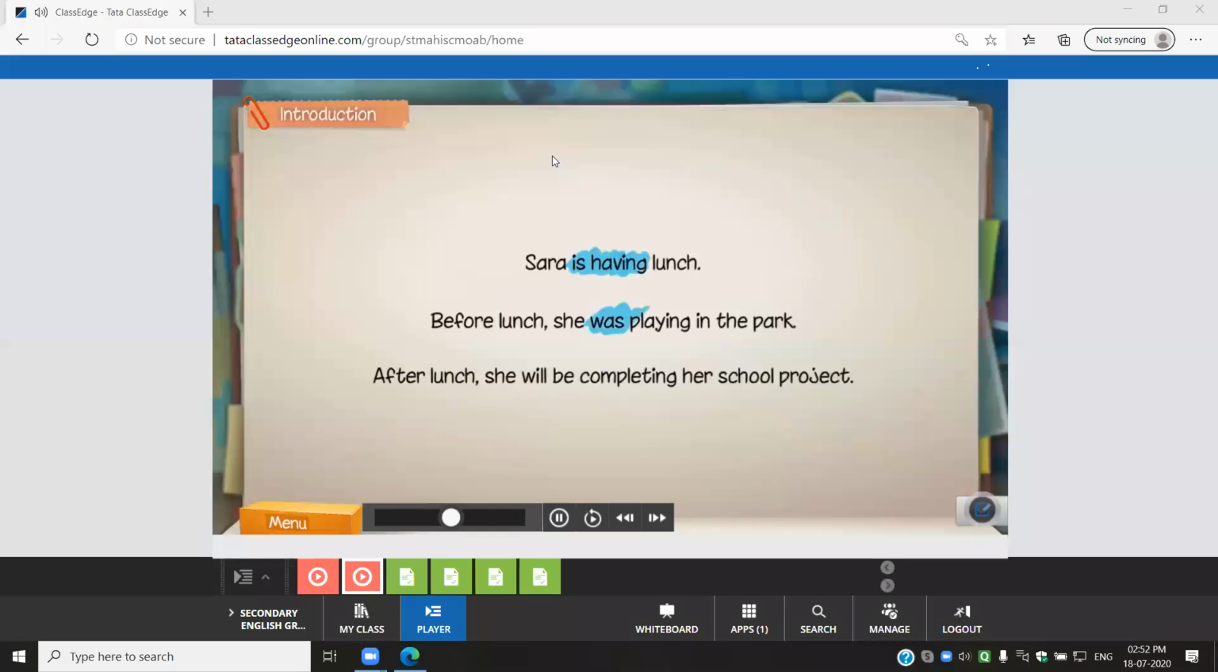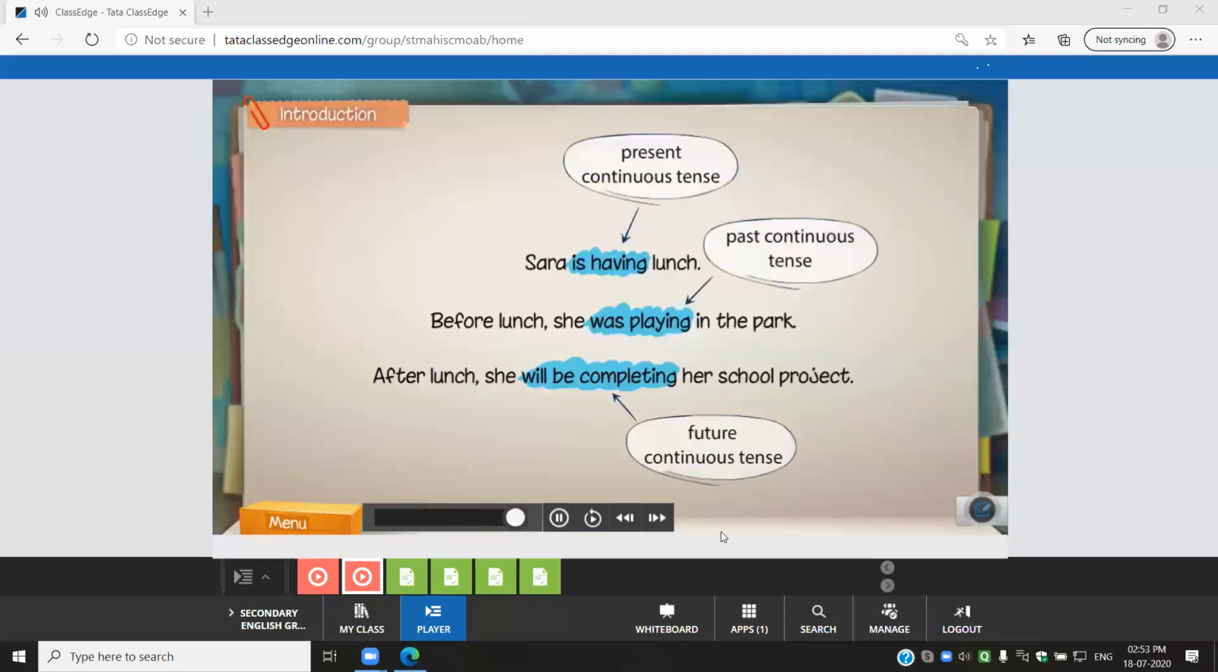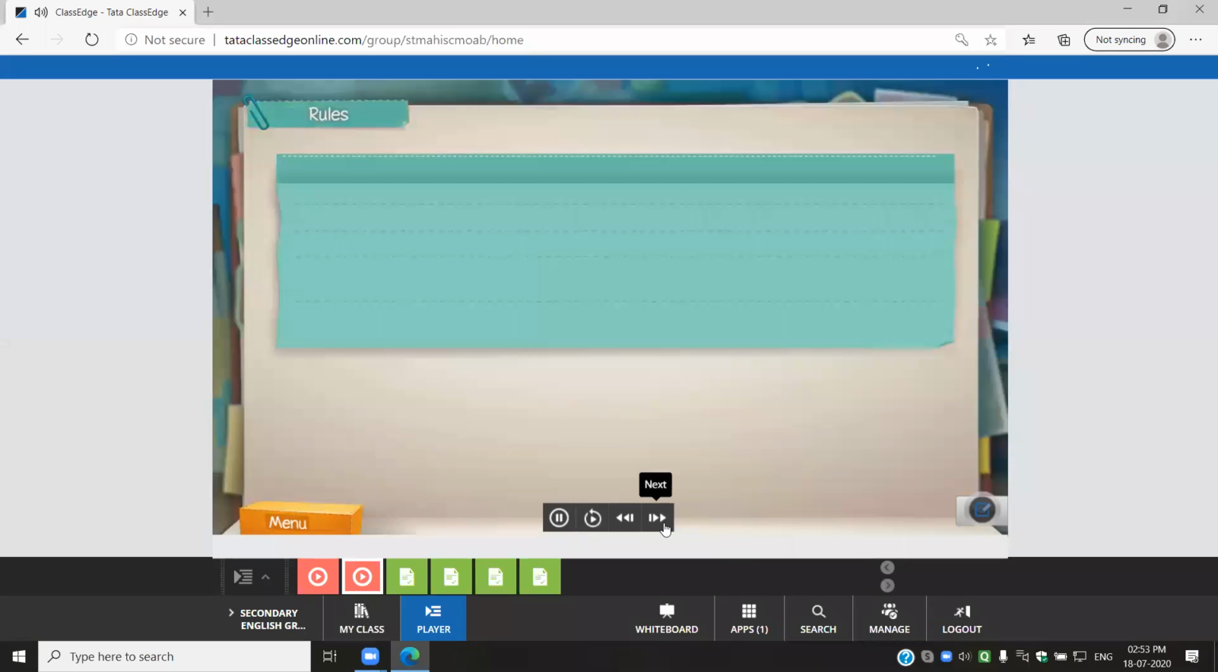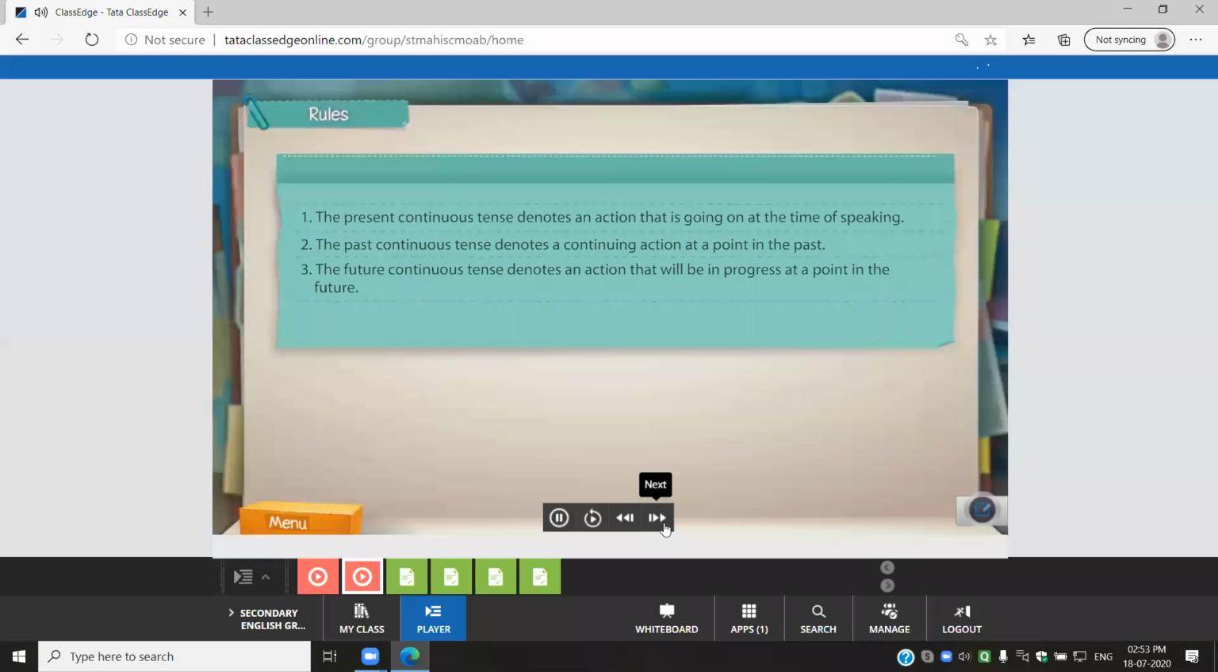Notice that each sentence describes an action that is not yet completed at a particular time. To show that an action is not yet over at a given point in time, you use continuous tenses. Continuous tenses have present, past, and future forms. Let's learn more about continuous tenses. Let's take a look at some rules for forming continuous tenses and using these tenses correctly.